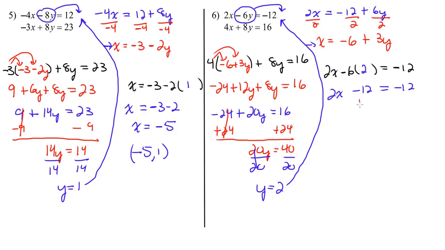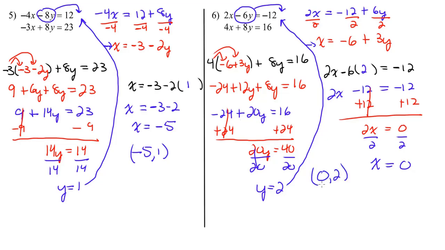We add 12 to both sides. We get 2x equals 0. And we already know that 0 divided by anything equals 0. So there is our solution to this system. X equals 0 and y equals 2. So our solution is the ordered pair 0, 2.